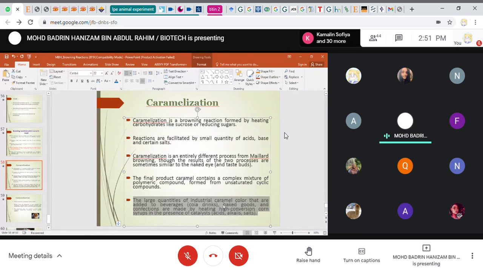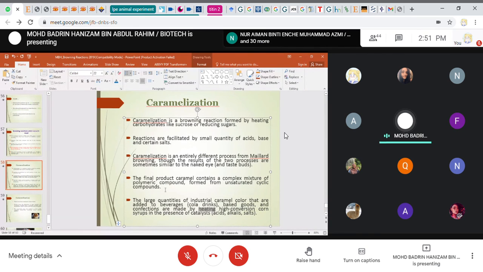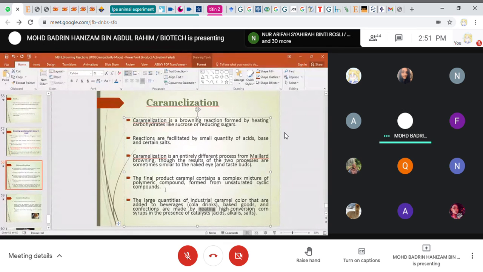Only sugar, this time in the form of corn syrup, and temperature. So if you heat sugar at very high temperature, you can have caramelization going on.